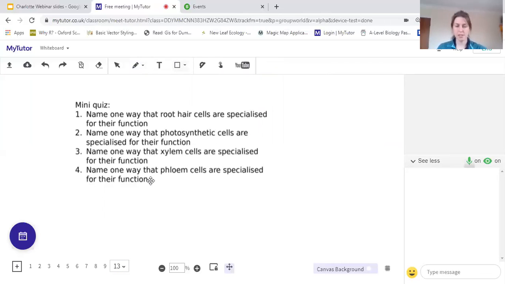Time for a mini quiz, and then we'll do another round of questions. So, again, not very imaginative questions on my part this week, but question 1, name one way that root hair cells are specialised for their function. So what do you remember? I think there were 3 things to remember for root hair cells. How are they specialised for their function? Pop your answers in the chat.